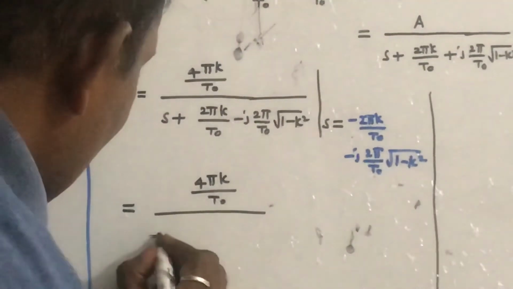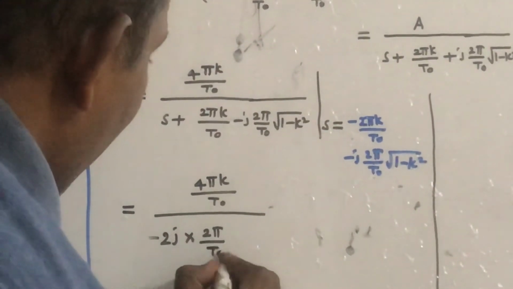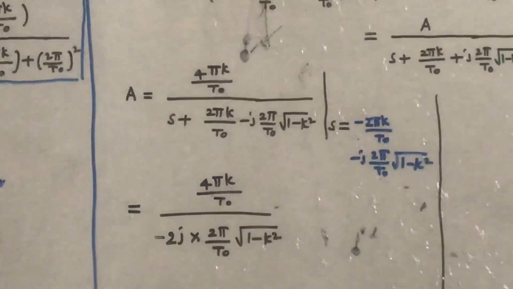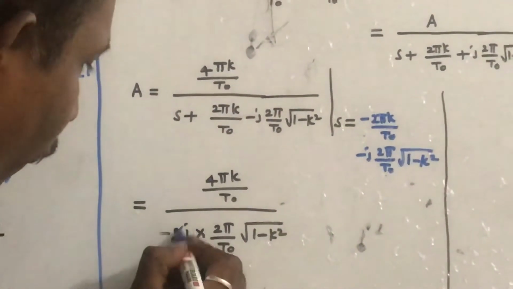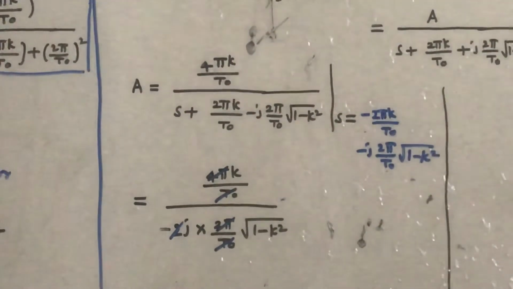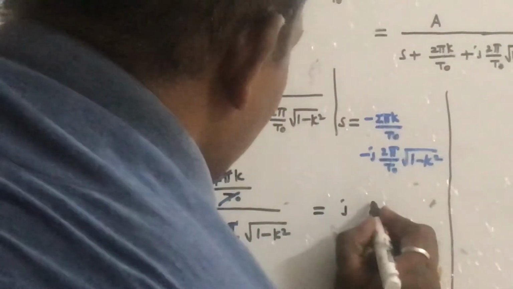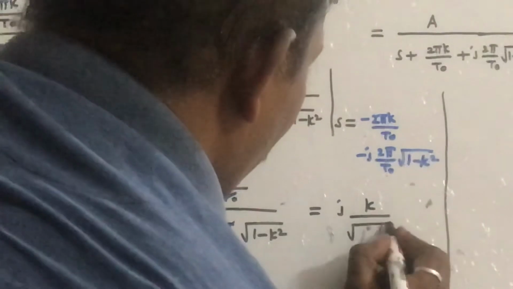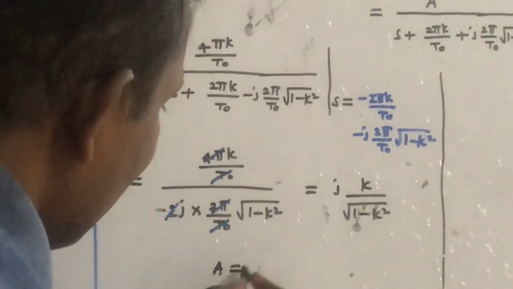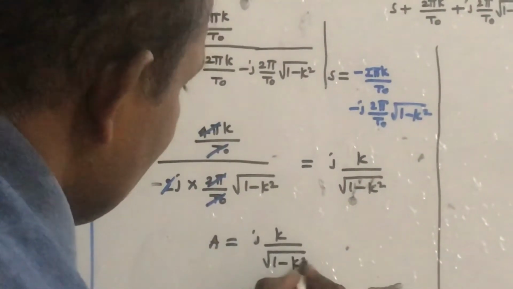So therefore it is written as minus 2j into 2 pi by t naught into square root of 1 minus k square. So you can clearly see that 2 into 2, 4 pi by t naught gets cancelled out. If you take the minus j to the numerator, it will become j k by square root of 1 minus k square. So this is the answer for A. Remember, A is equal to j k by square root of 1 minus k square.